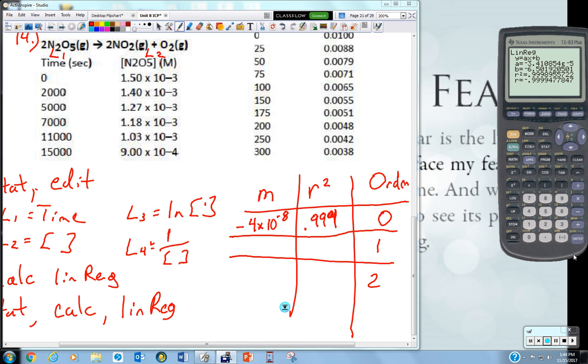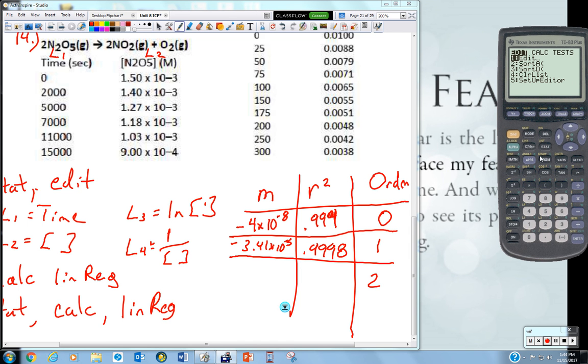And so whenever it does it, it'll give you some different numbers. So our slope is going to be negative 3.41 times 10 to the negative 5. And look at our R squared on this one. It is 0.9998. All right, so that one is really close to 1 compared to the next one.